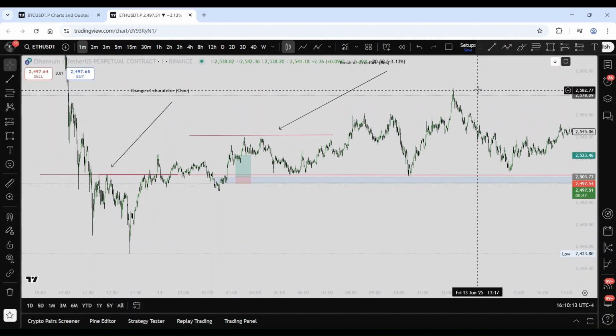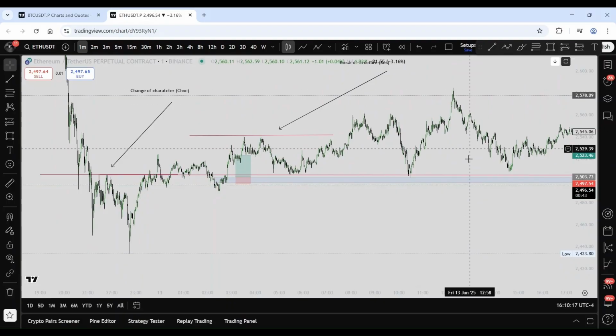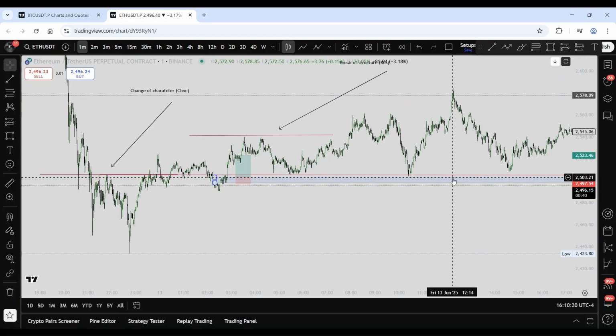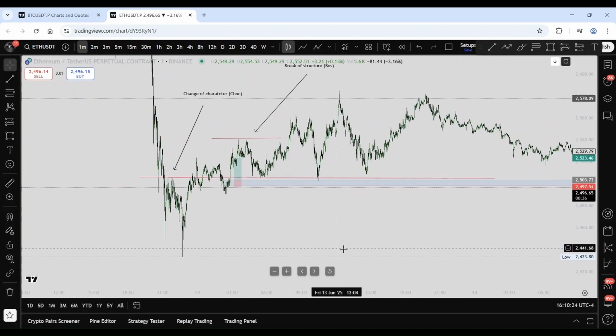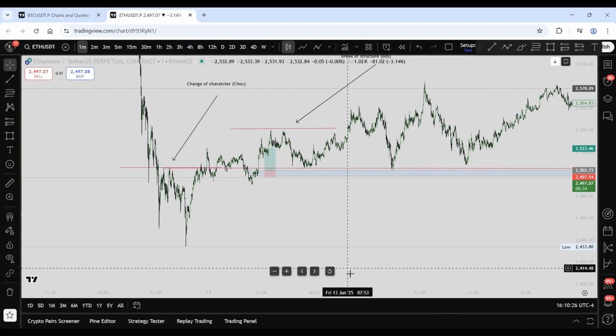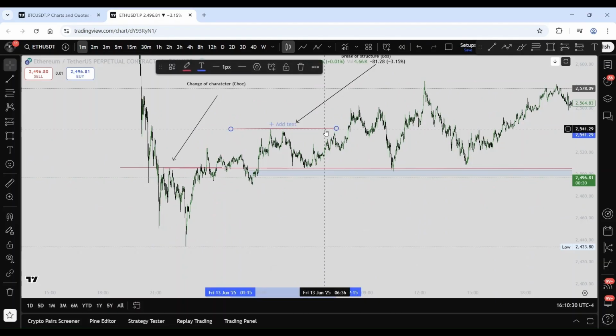The price went all the way up to 2480, 2584. Entry at 2503. This is the best example for the scalping on the order block strategy.